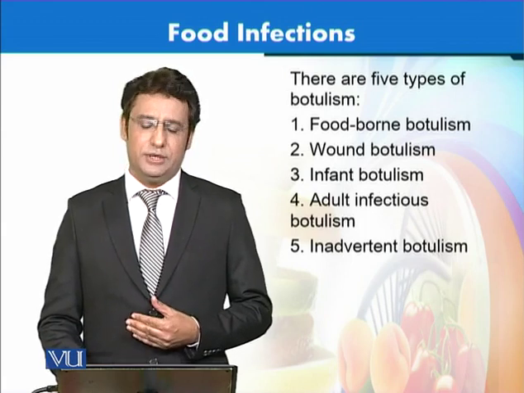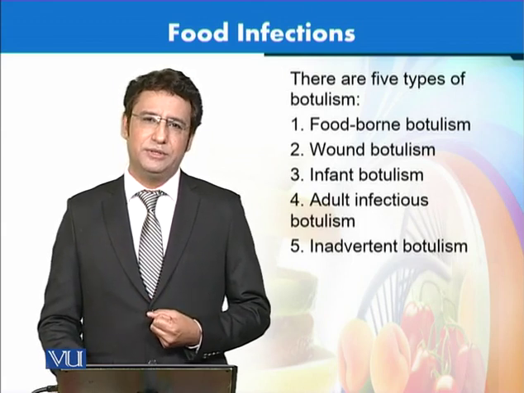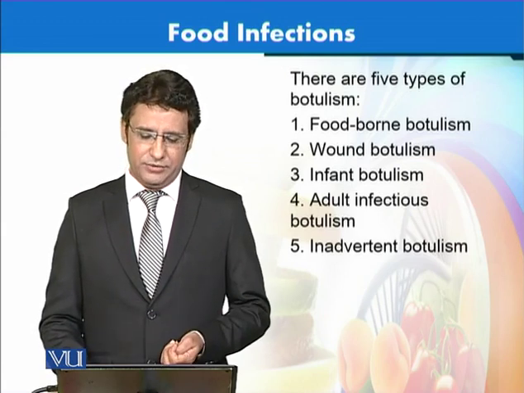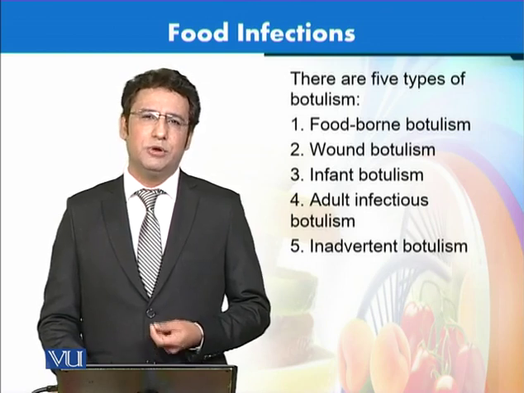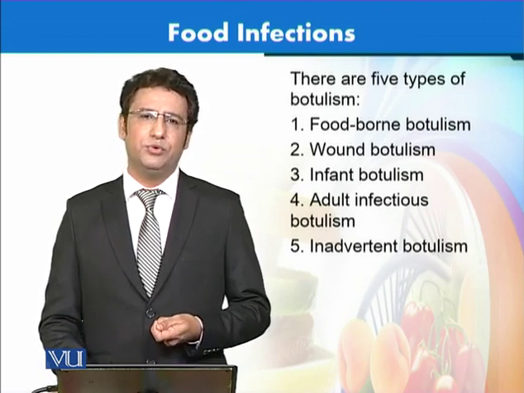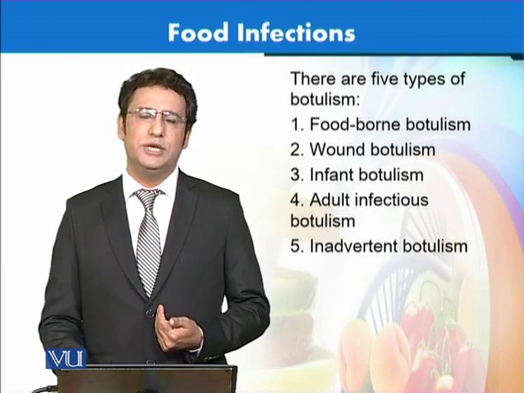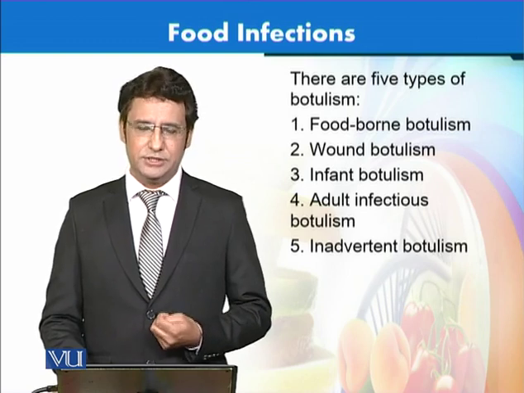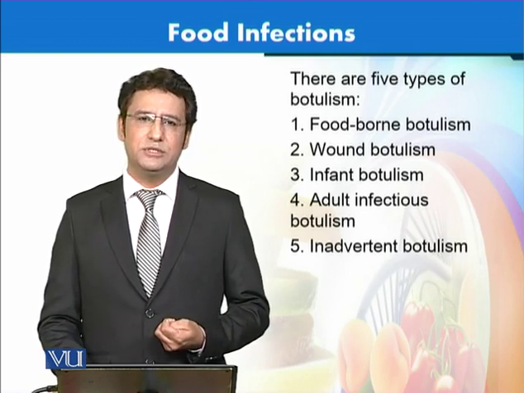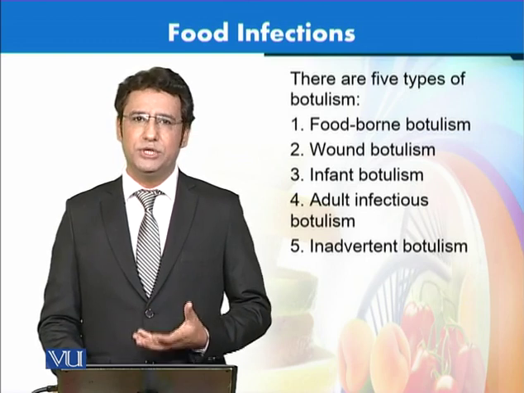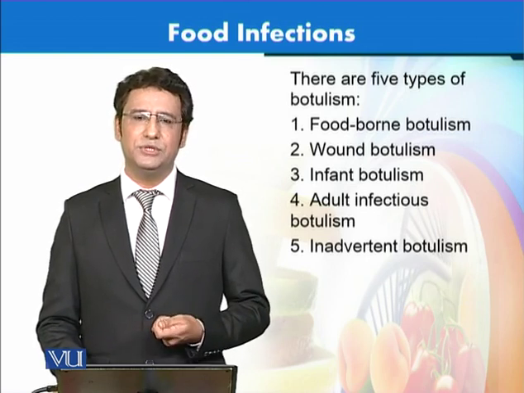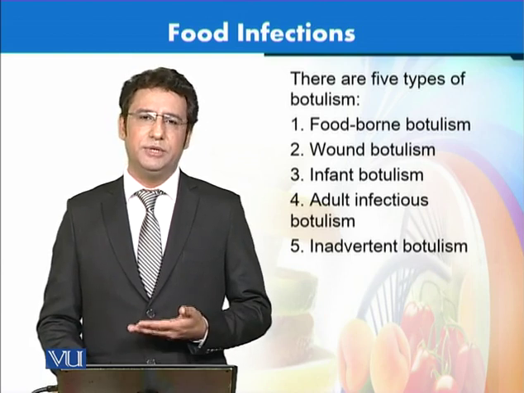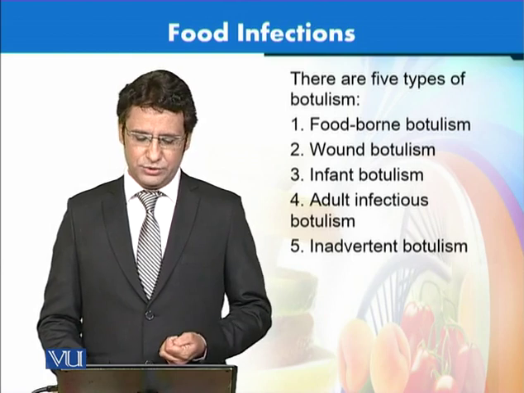There are five types of botulism that can happen. For example, there could be food-borne botulism, where food is consumed having these toxic compounds generated by these pathogens, and this can lead to disease. Another type is wound botulism, where a wound is contaminated. If we have any wounds and they get contaminated, the pathogen might spread through these wounds.